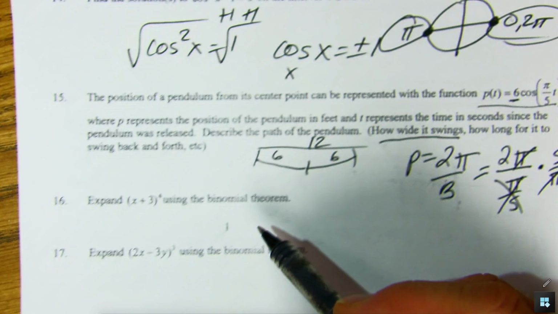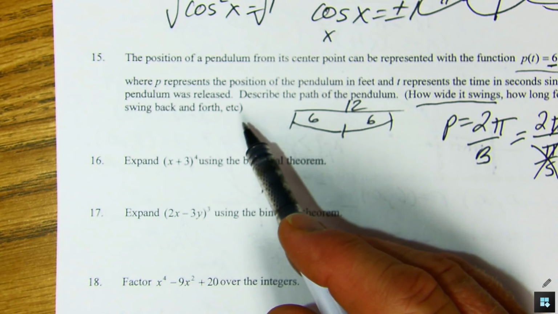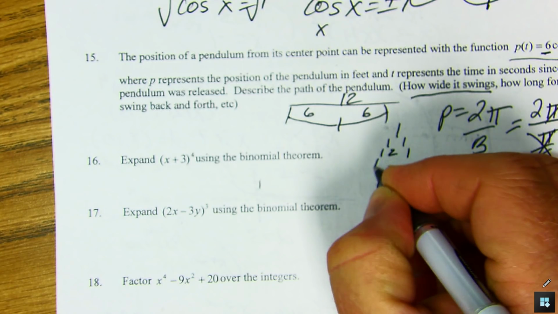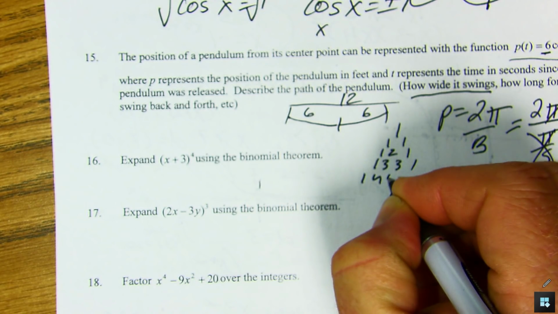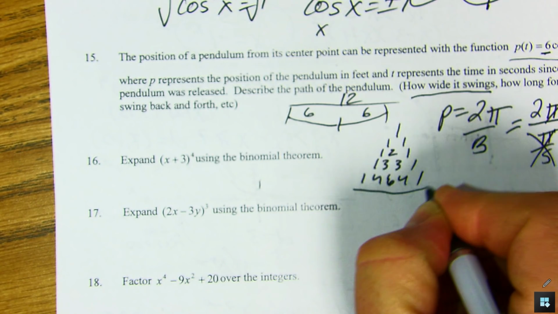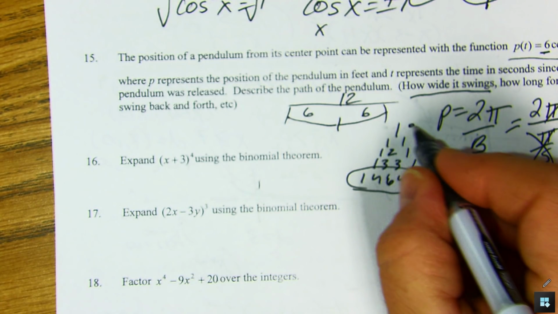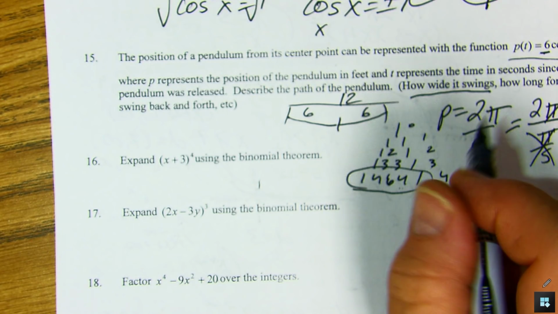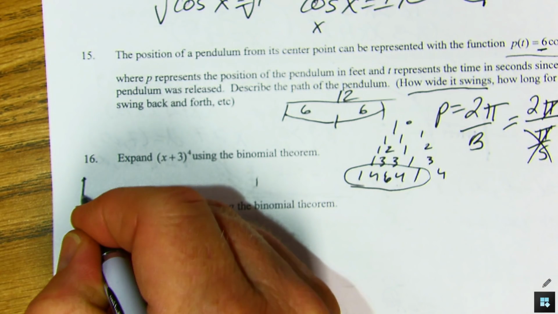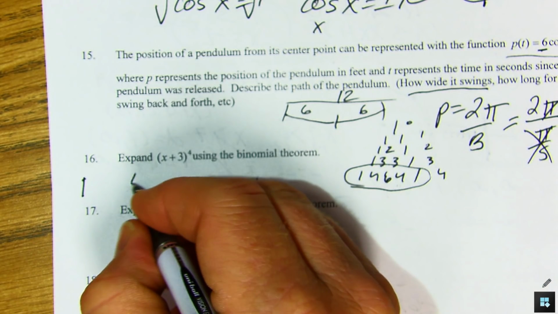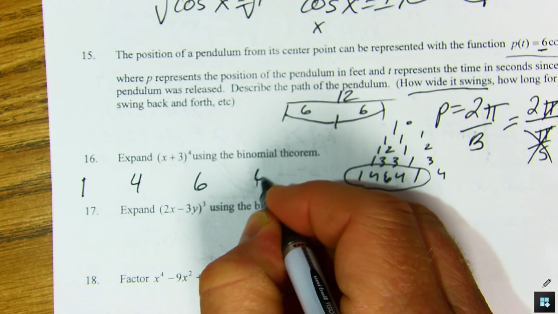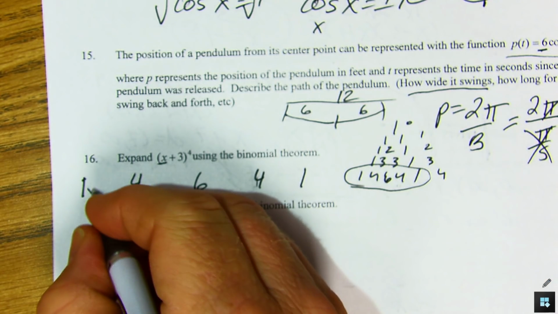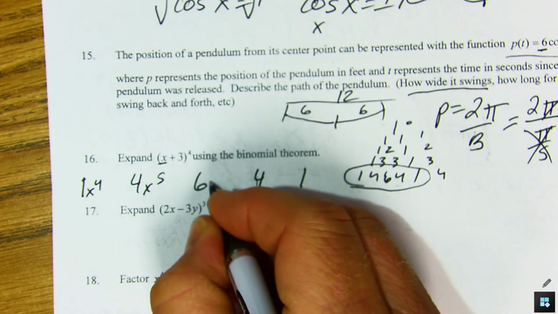Okay, expand. It wants to expand x plus 3 to the 4th. So I would tell you, go ahead and use Pascal's triangle. This is the row we want. Remember, this is row 0, row 1, 2, 3, and 4. We can tell by that first number there. So we have 1, 4, 6, 4, 1.